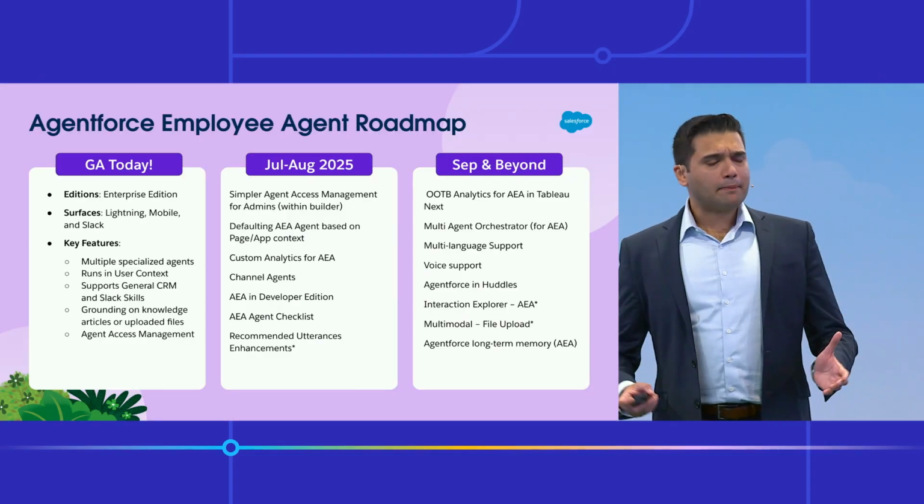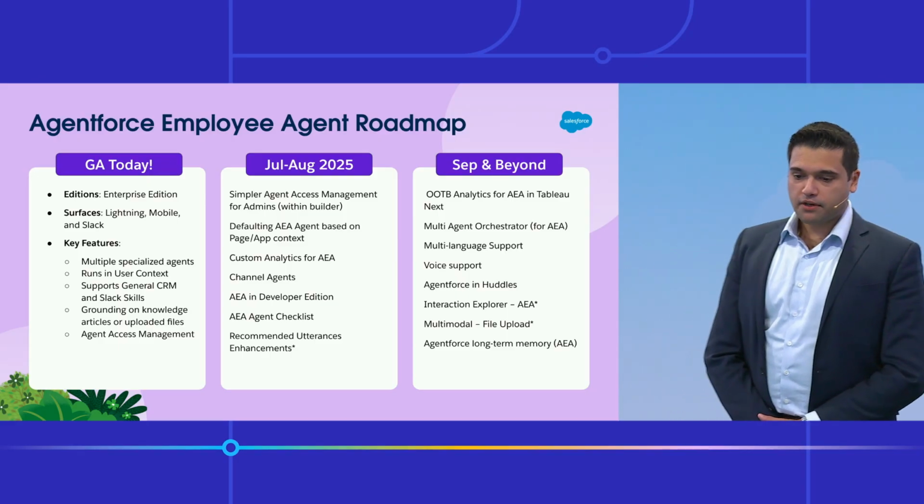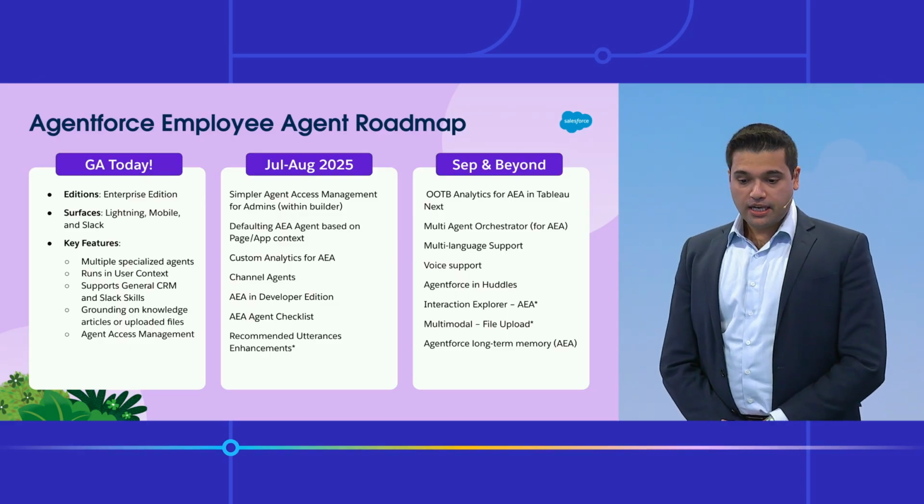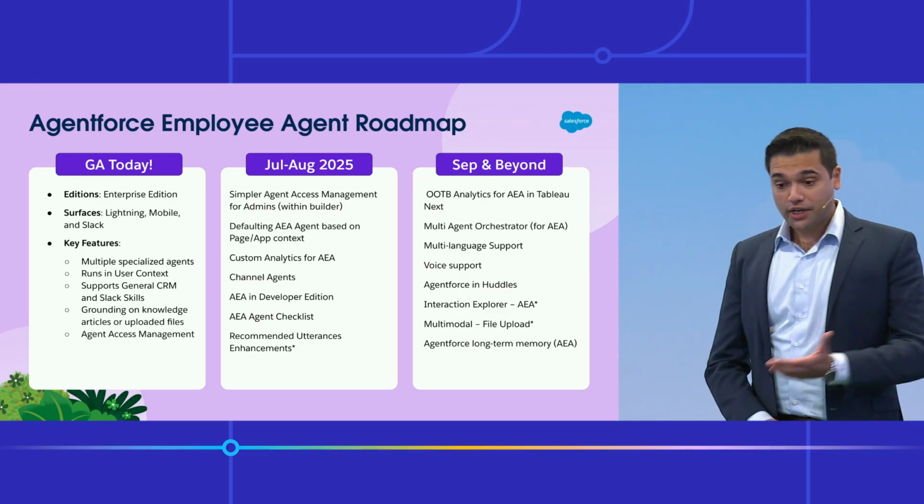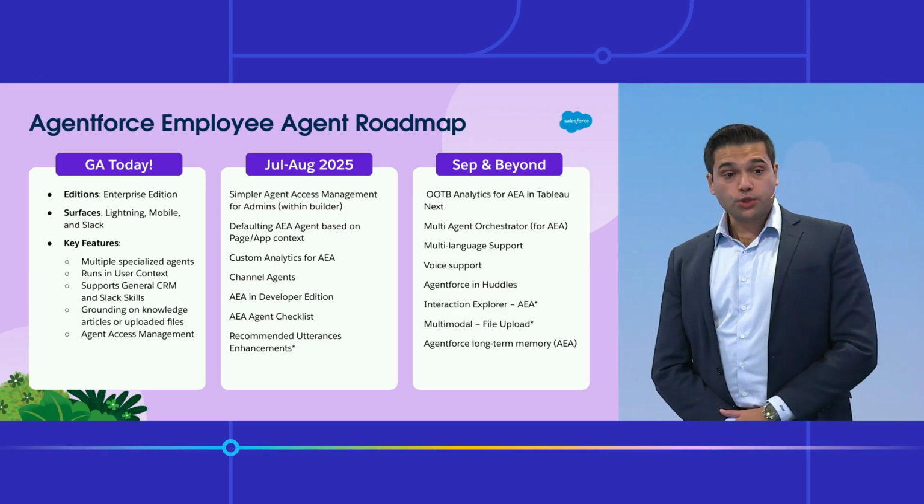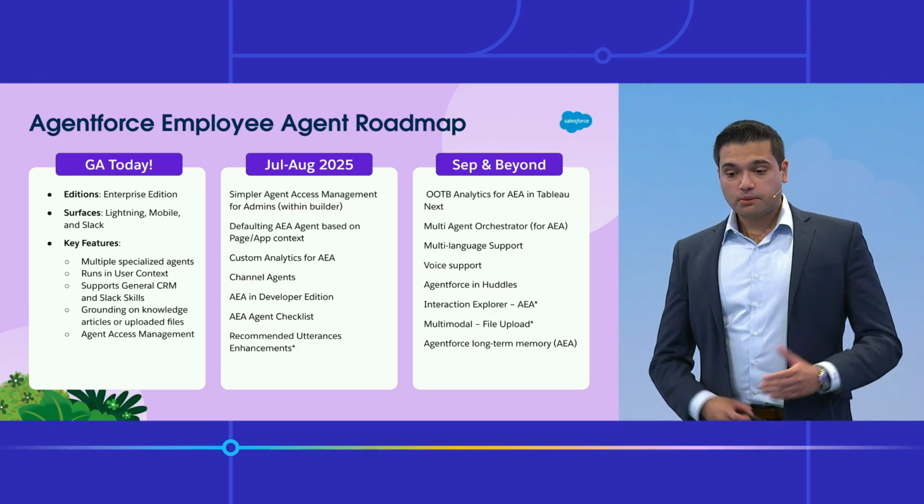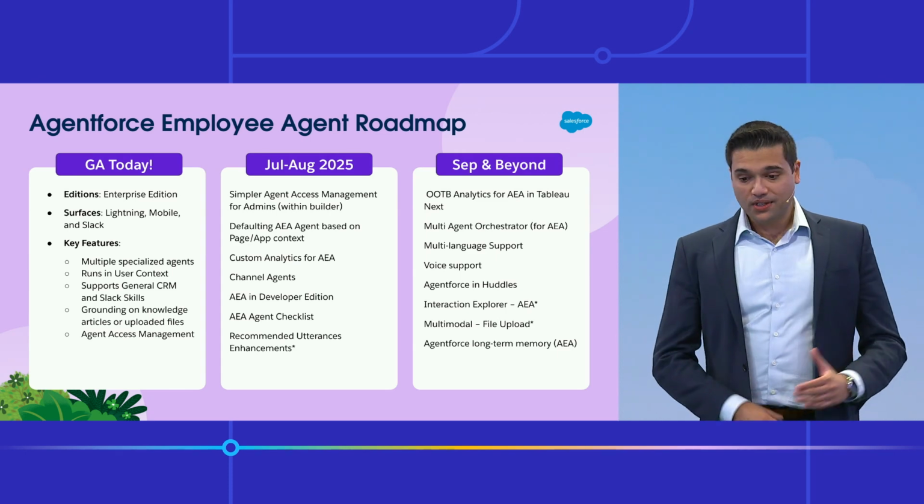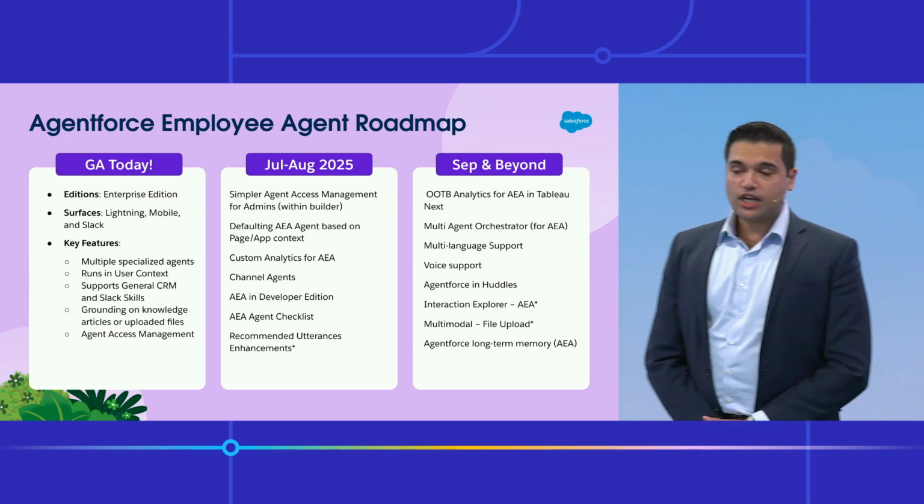In terms of the roadmap, like I mentioned, it's GA today as part of the Enterprise Edition. Key features are you can get these specialized agents, you can create specialized agents, and it runs in your user context. You get support for general CRM and Slack skills, and you also have the agent access management.